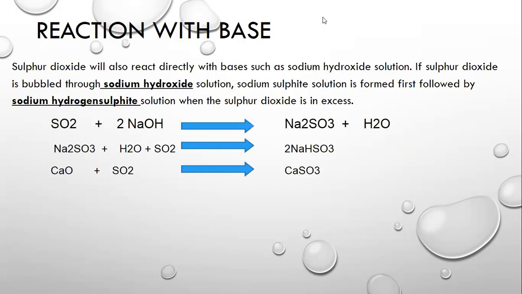Na2SO3 is regarded as sodium sulfite, and NaHSO3 is sodium hydrogen sulfite. In the first step, sodium sulfite is produced. It is followed by formation of sodium hydrogen sulfite. SO2 also reacts with calcium oxide to give you CaSO3, that is calcium sulfite.